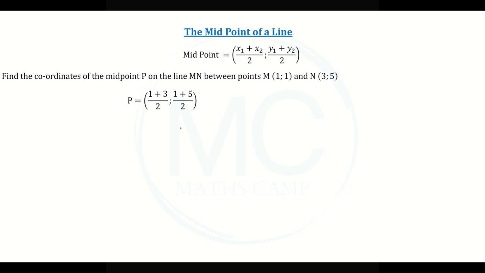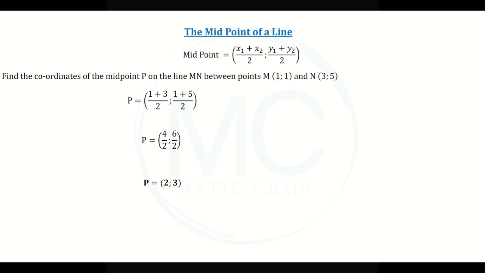Now we can simplify the terms in the numerator of the fraction. We can say P is equal to, let's open a bracket, 1 plus 3 gives us 4, over 2. And for the y-coordinate, 1 plus 5 is 6, over 2. And now we can close the bracket. Finally, we can simplify our fractions. We can say P is equal to 4 over 2, which is simply 2. And for the y-coordinate, 6 over 2, which is 3. These are the coordinates of midpoint P.